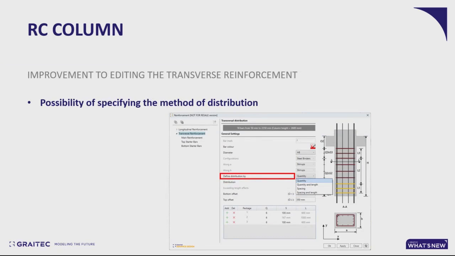So talking about the RC columns again, now we can actually select the method of distribution of transverse rebars along our columns. So it's going to be an easy and effective way of defining the distribution. That's going to allow the software to automatically determine the other parameters. So you can just base your main parameter as quantity, and advanced design modules will automatically adjust the distancing for you. As you see here, we have quantity, also quantity and length, spacing, and spacing and length. So we have more options here to help you with distribution of stirrups.